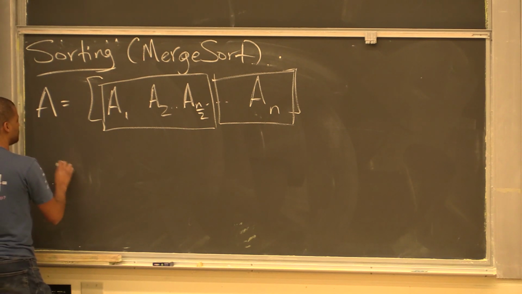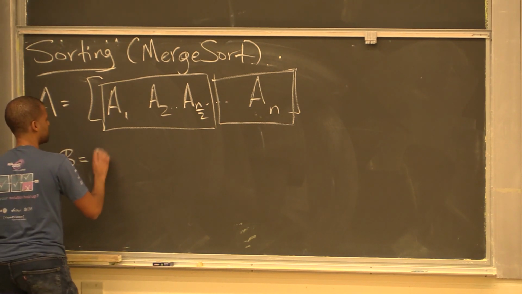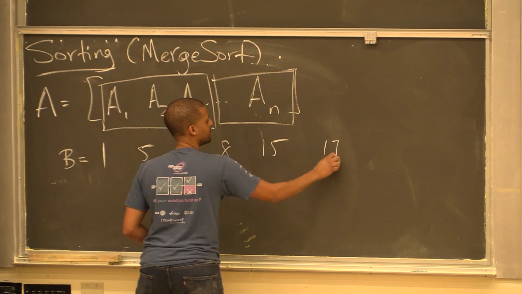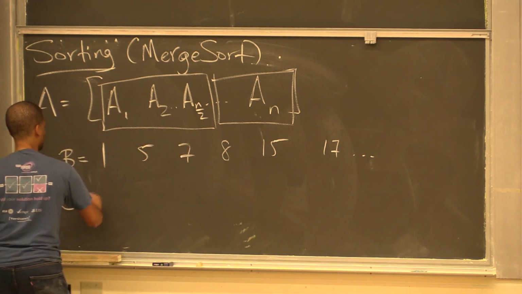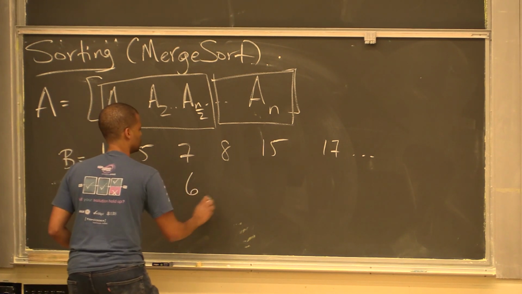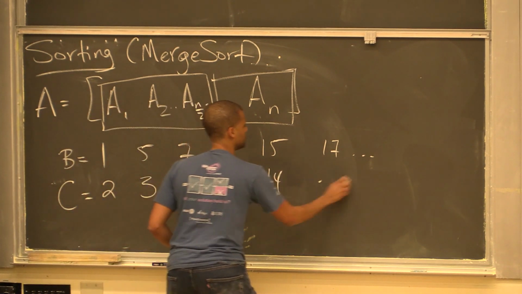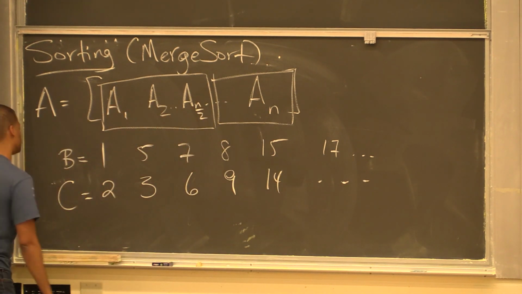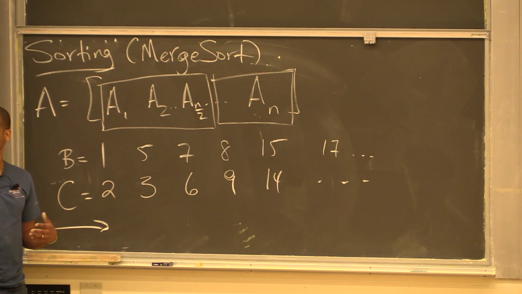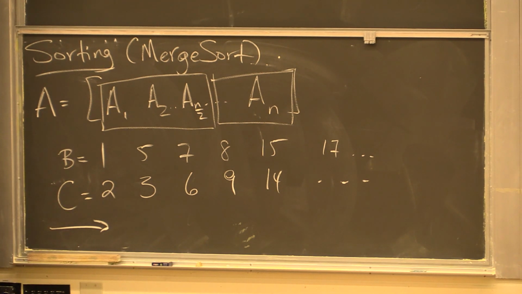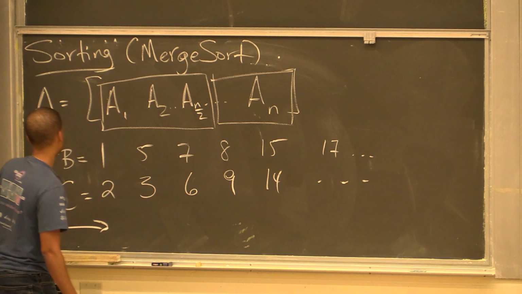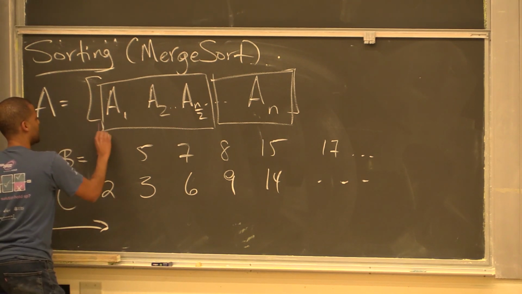So here's one sorted array. Let's make some stuff up. 1, 5, 7, 8, 15, etc. And then I have another sorted array. Okay. And I want to merge them. And I'm not going to write the pseudocode. You've all seen this in 61B. But just so that we all remember, the idea is basically this two-finger method, right? So you always keep track of 2 pointers, one in B and one in C. They both start at the beginning.